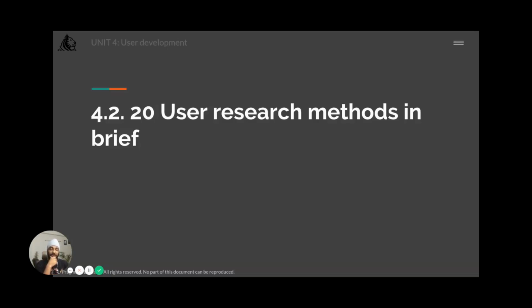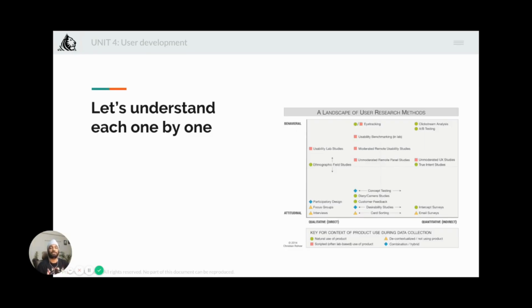So enough is enough. Let's talk about 20 user research methods in brief. I'm not going to cover very much in detail because there's plenty of material that is available online. I just want to cover in brief what all things exist, right? So let's understand one by one each one of them.